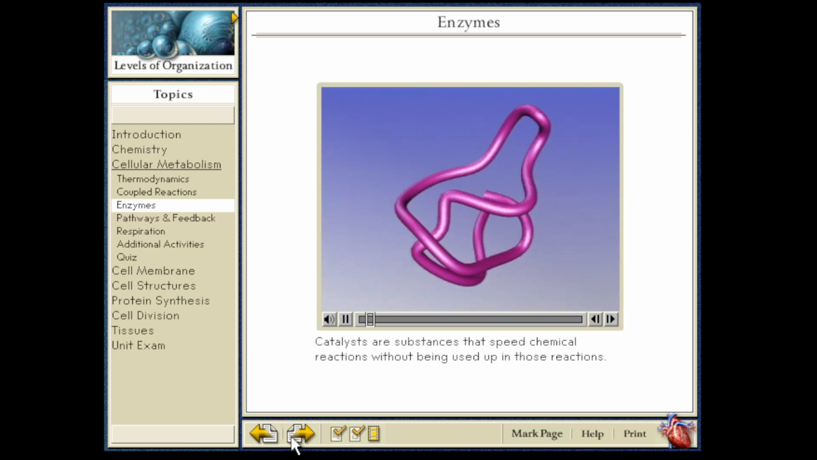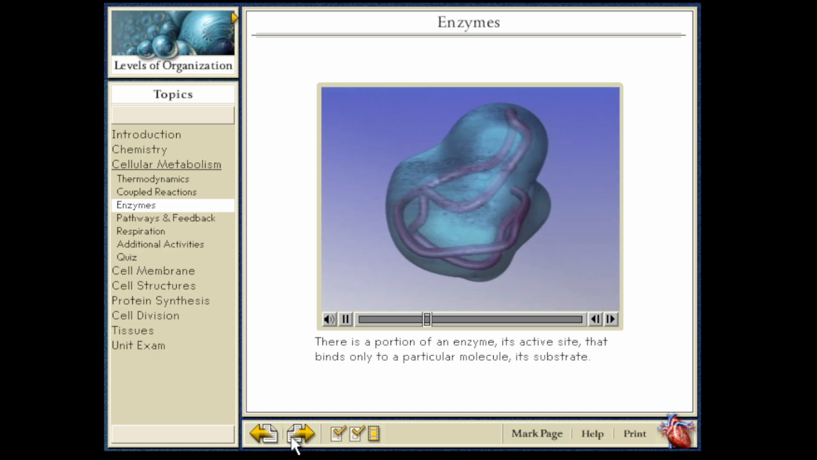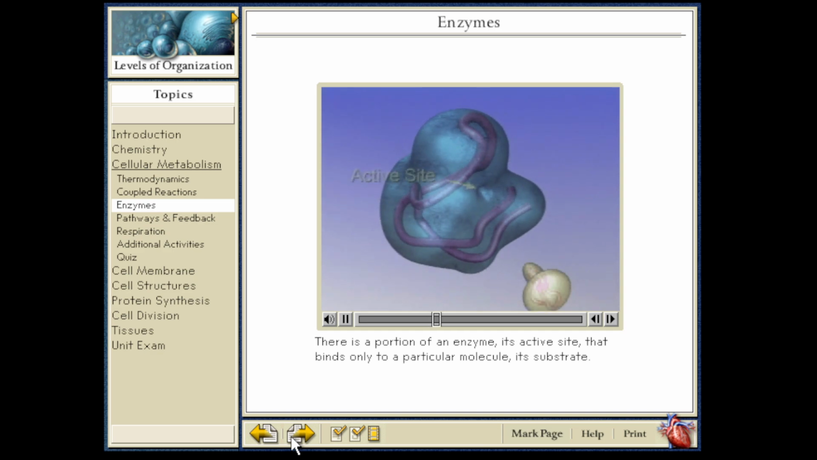Catalysts are substances that speed chemical reactions without being used up in those reactions. In cells, catalysts are usually large globular proteins known as enzymes. There is a portion of an enzyme, its active site, that binds only to a particular molecule, its substrate. The substrate is a participant in the reaction catalyzed by the enzyme.